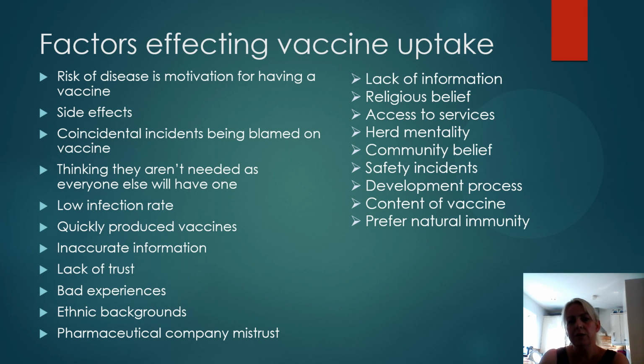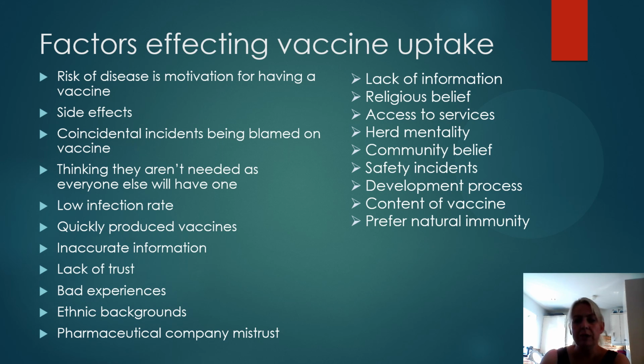Factors affecting vaccine uptake. The risk of disease is a motivation for having a vaccine. Side effects can put people off having the vaccine. Coincidental incidents being blamed on the vaccine put people off having it. Thinking they aren't needed as everybody else will have one. Low infection rate in the area. Quickly produced vaccines might scare people away. Inaccurate information being given about the vaccine. Lack of trust in the companies that produce it perhaps. Bad experiences in the past.